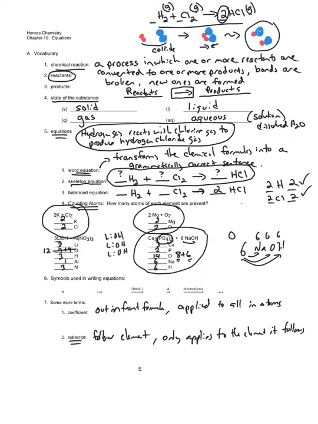So again, a coefficient applies to everything after it. Okay, a subscript only applies to what immediately precedes it. Again, you're going to see plus symbols. Plus symbols separate multiple reactants and products. An arrow separates the reactants from the products. A couple other things you might see. If you see a chemical formula written over an arrow, this is a catalyst.